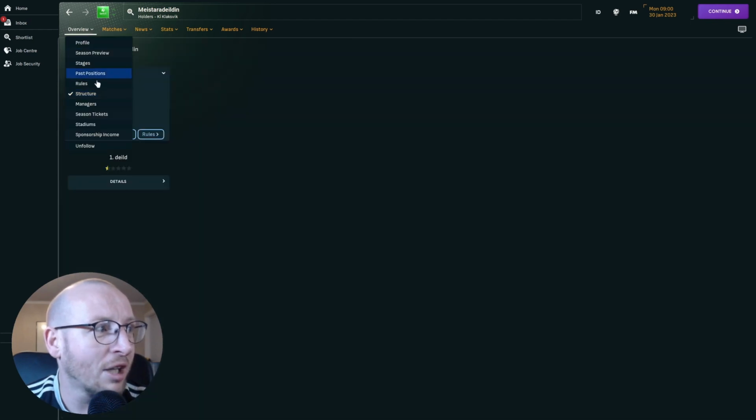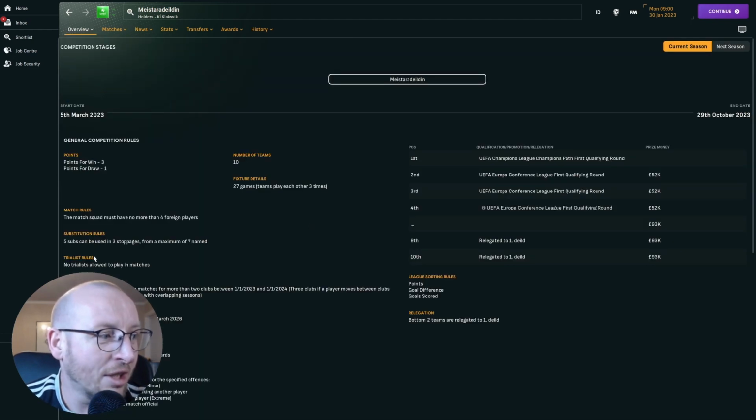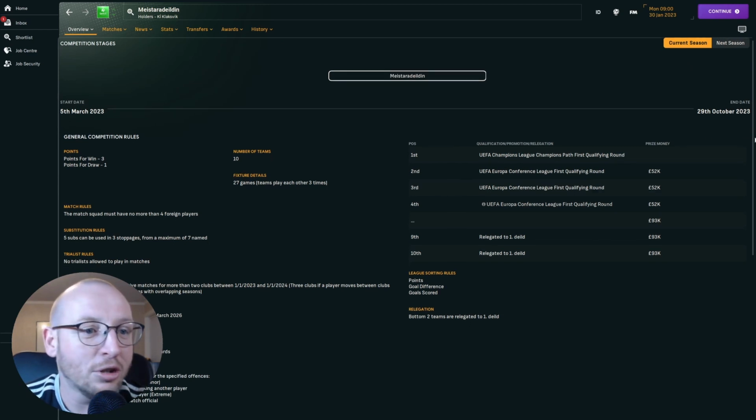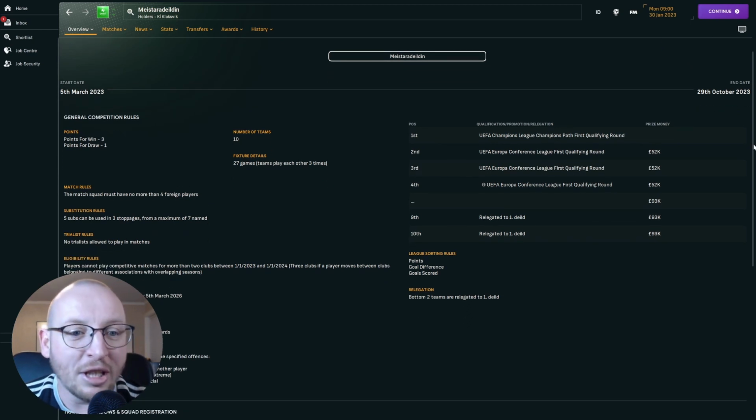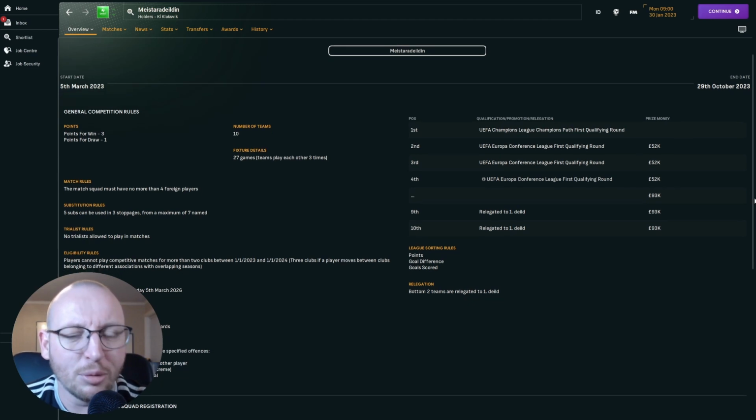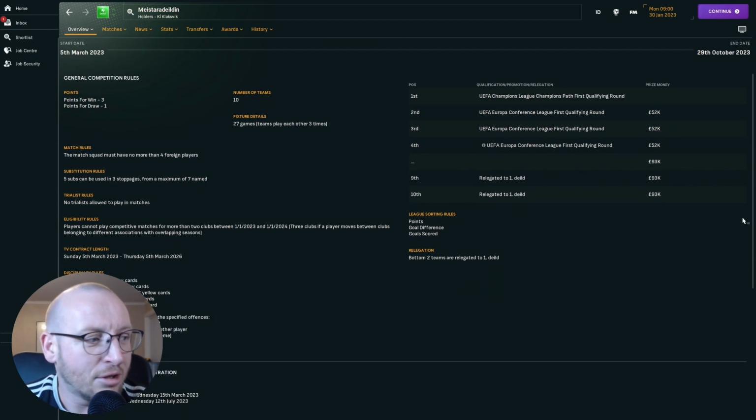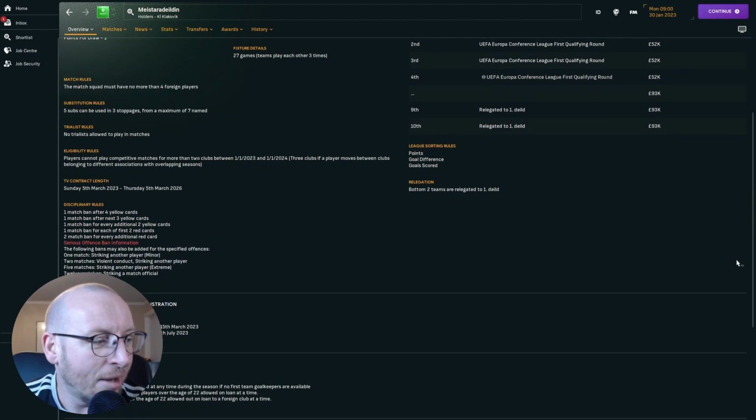If we go to the rules side of things, you can see, for example, that you can have no more than four foreign players in your team. You can see the income that you get, 90k. You get less money for coming second than you do for ninth, but I guess the difference is you then go into Europe and get money from there, is the reasoning behind that.